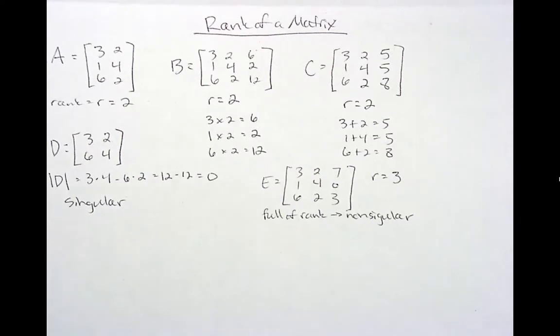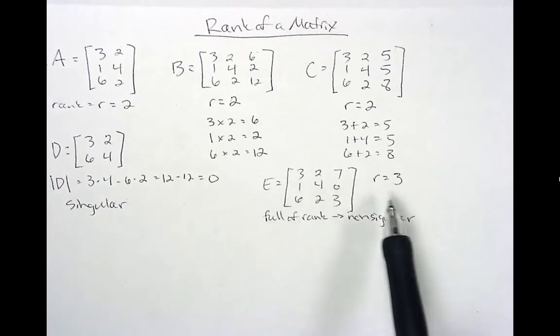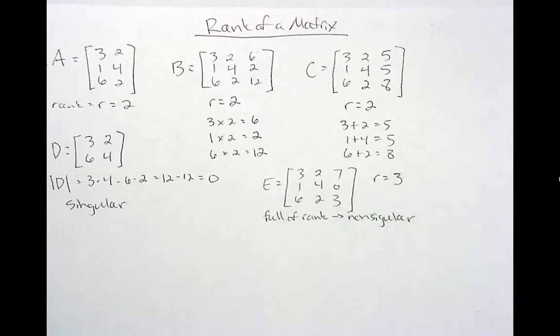So a matrix of rank R can be represented as vectors in R-dimensional space. So in this case, E is rank 3, and it can be represented as vectors in 3-dimensional space.